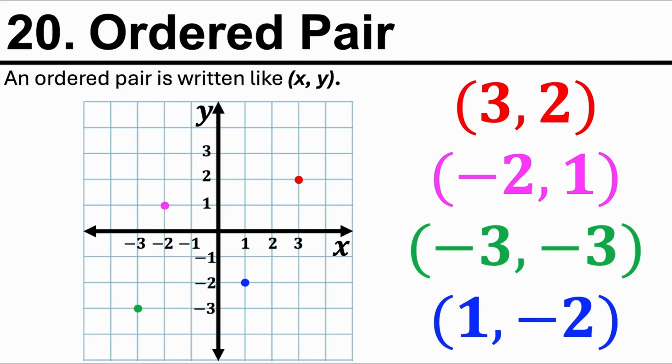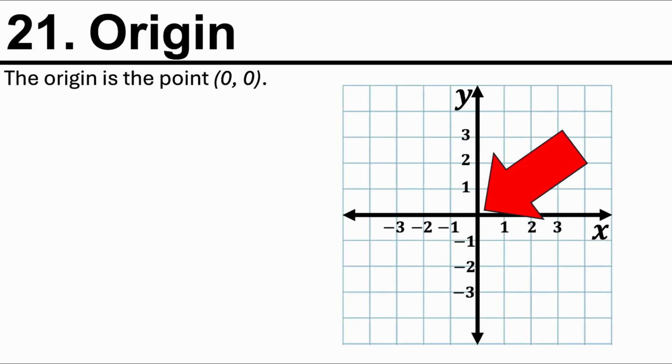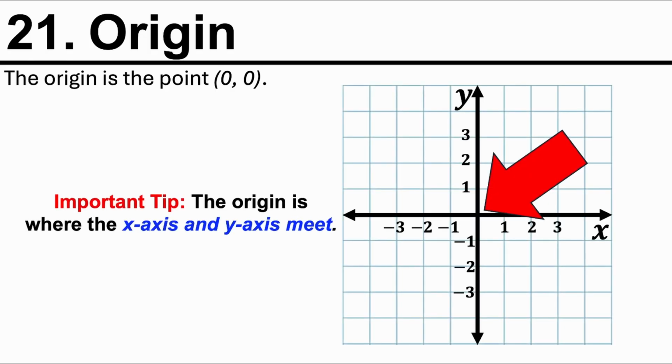If you've been keeping up so far and you know these terms, you're in pretty good shape. Let's see if you know the second half. Next, we have the origin, and the origin is just the point 0, 0, and it's right in the middle of the Cartesian plane. Now, an important tip is the origin is where the x-axis and the y-axis meet.